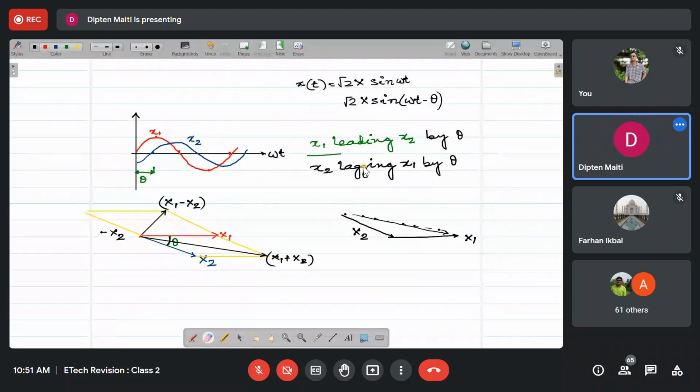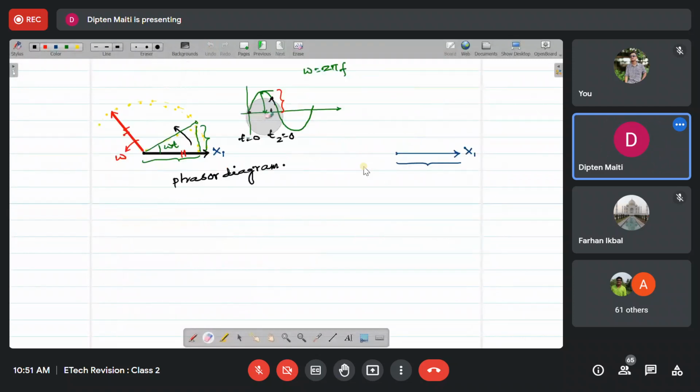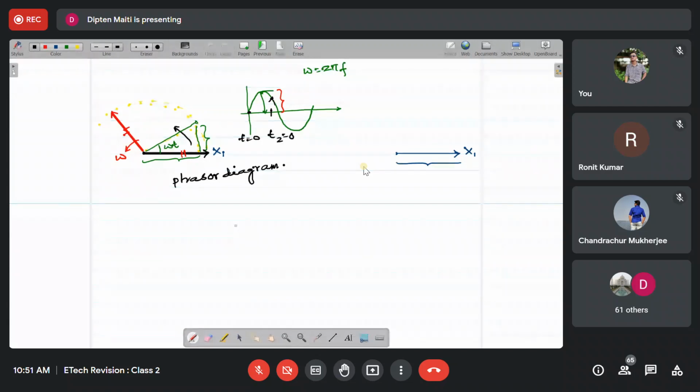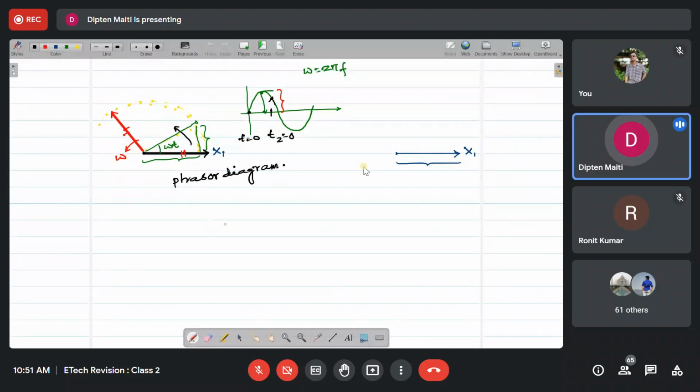So, any confusion regarding the phasor diagram? Okay. So, no, sir. Okay. So, now if you don't have any, that's very good.